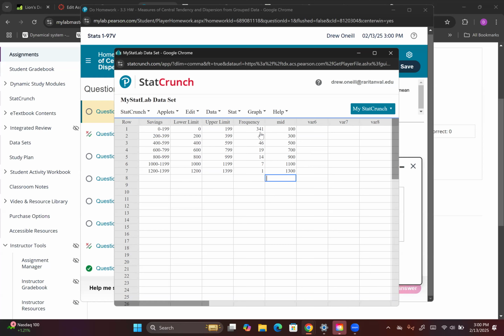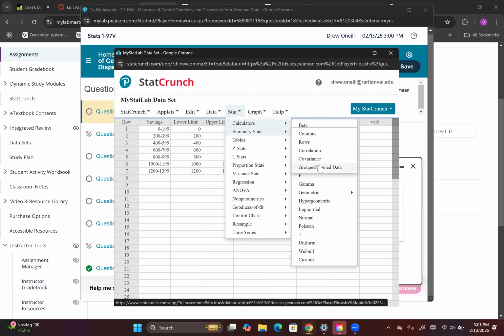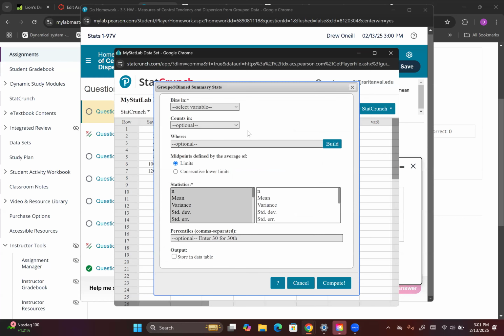What this is going to do is multiply the frequencies times the midpoint, which we think of as the total number of dollars saved for this group. All of these rows get multiplied, and at the end we divide by the total. So let's do that. We go to summary stats, grouped bin data. The bins are the midpoint column and the counts are in the frequency column.